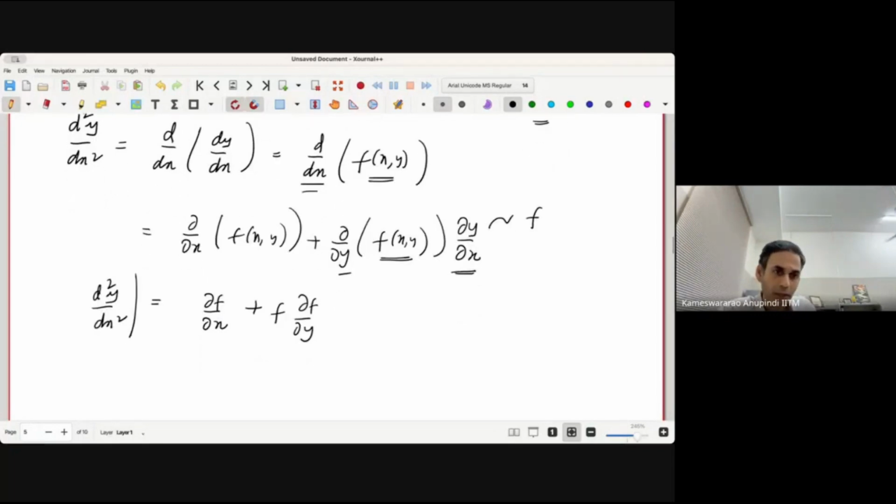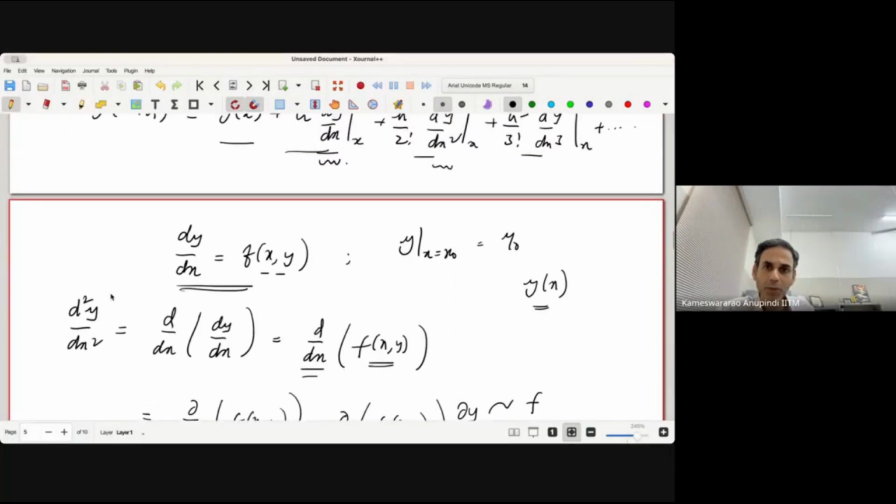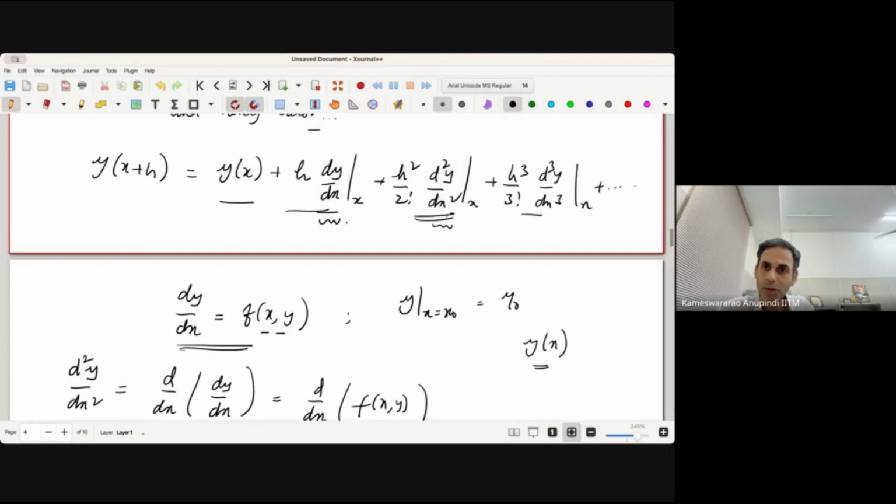If you want to calculate this at x equal to x naught, we can calculate what partial f partial x and partial f partial y are, and all these things can be calculated at x equal to x naught. Because x naught and y naught are known, and f is a function of x and y, all these things can be in terms of x and y, for which we can substitute x equals x naught and y equals y naught, and then calculate this value. That means we are able to calculate the second value, that is this one also.